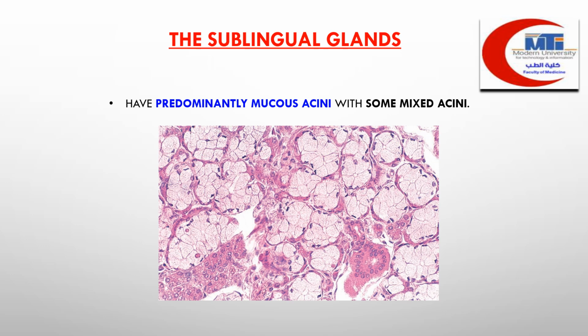They have a less developed thin capsule and well-developed connective tissue septa. Few, less developed intercalated and striated ducts are seen in sublingual glands. Sublingual glands produce about 5% of total salivary volume.